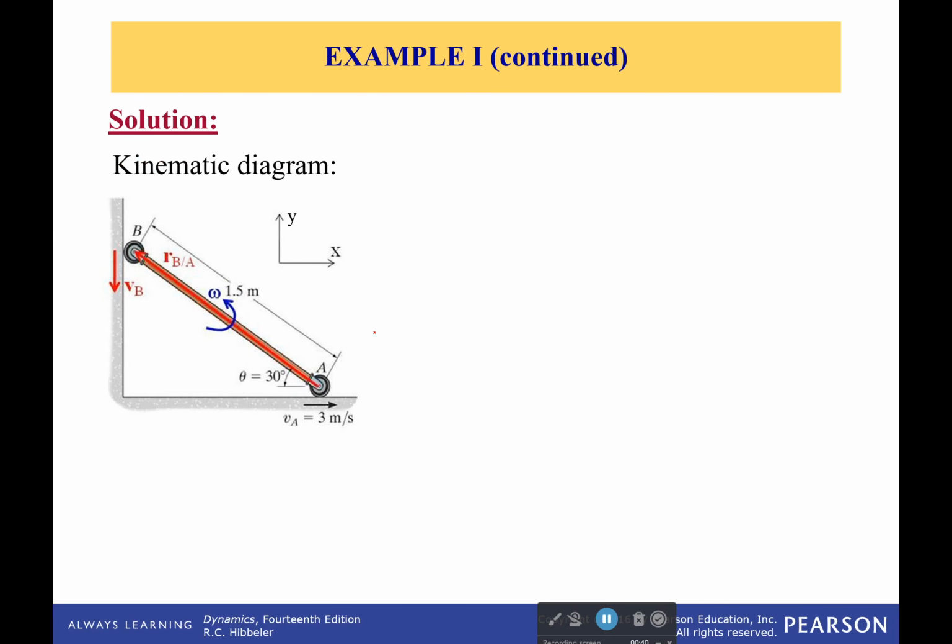So first off, I draw that kinematic diagram. I know the velocity of A, it's going that direction. The velocity of B has to be going straight down because it's sticking to the wall. And the position vector, that's pretty easy to find too because I've got this angle and I've got a length. My angular velocity just points straight out of the page, and I'm going to guess that it is rotating this way. Maybe I'm wrong, maybe I'm right. We'll find out soon.